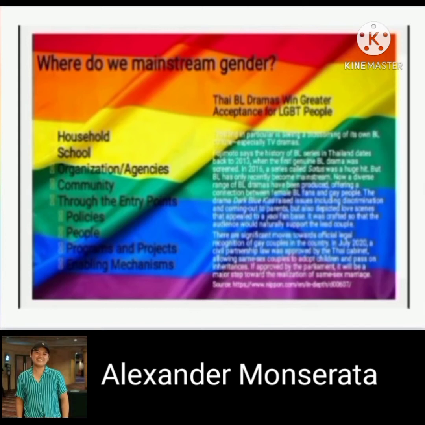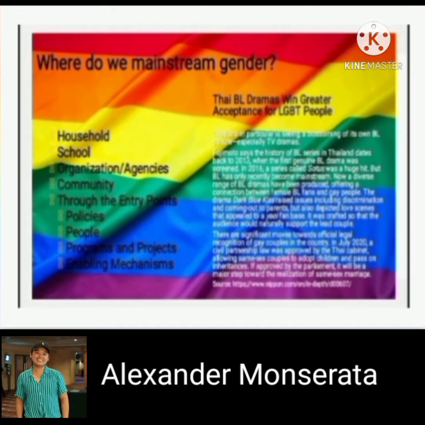The next one is, where do we mainstream gender? On the first slide, we already defined mainstreaming. Now, we need to know where we implement gender mainstreaming. And it says here in the household, school, organization or agencies, and community, through the entry points, which are policies, people, programs and projects, and enabling mechanisms.